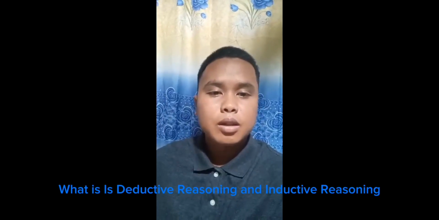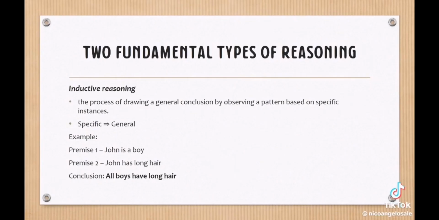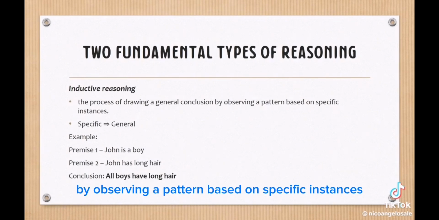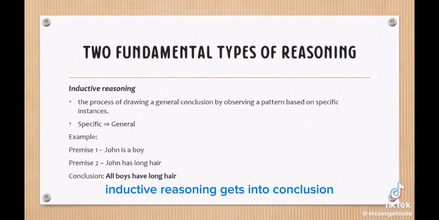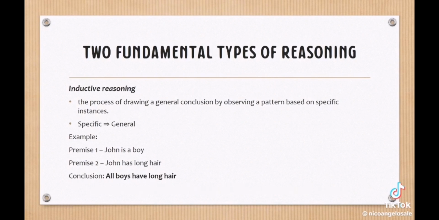What is deductive reasoning and inductive reasoning? Two fundamental types of reasoning. First is inductive reasoning, the process of drawing a general conclusion by observing a pattern based on specific instances. Inductive reasoning gets its conclusion from a specific standpoint to a general one.